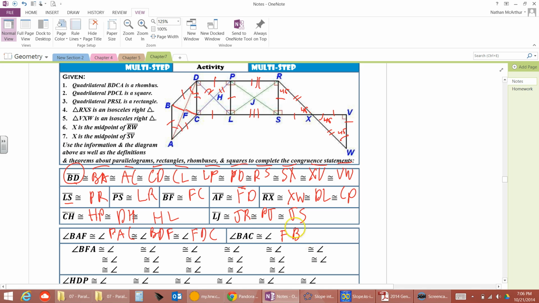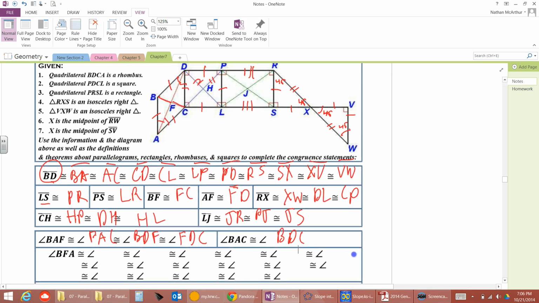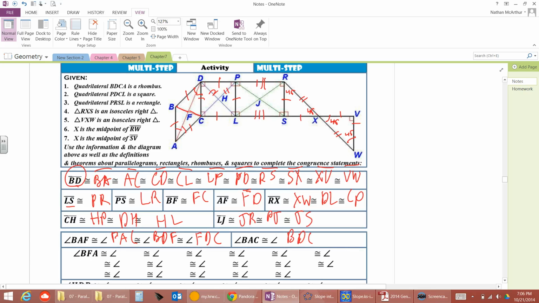Now BAC is here. BAC is there, and that is congruent to the other side, which is FB. Oh, excuse me. My apologies. I read that incorrectly. BAC. BAC is over here. And since it's a rhombus, opposite angles are congruent. So that's congruent to BDC. Whoa. Look at this. BFA. BFA is this guy right here. It's a 90-degree angle because it's a rhombus. So now it's asking me to list all of the 90-degree angles in this picture.